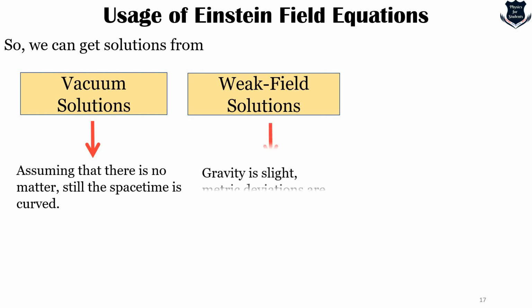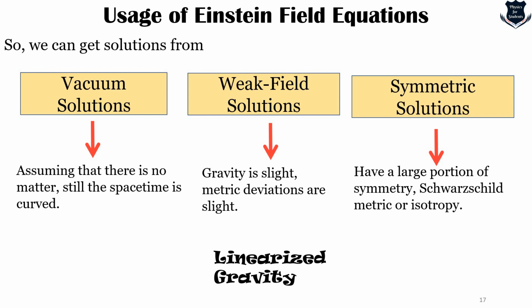The second is called weak field solution. That means gravity and the other curvatures are slightly deviating, and not much matter or dust is present. The curvature tensors deviate in a little manner. And another is called symmetric solutions. That means there is a large portion of symmetry, for example the Schwarzschild black hole or Schwarzschild metric. So symmetry means this is equal to this, is equal to this, equal to this. So more or less things are similar. So once things are similar, then we can have an easier understanding of the equations and things become easier.